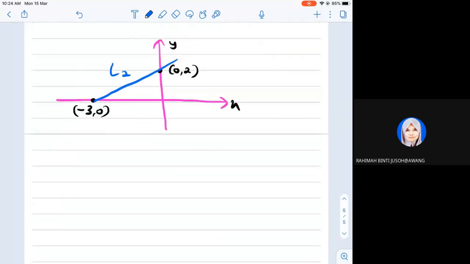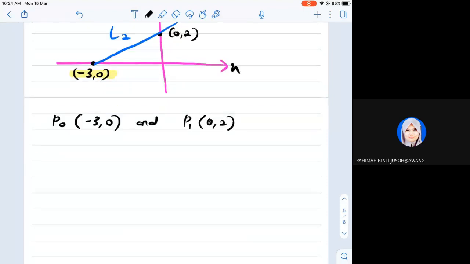What is the equation of this line? First of all, we need to identify P naught. Starting with P naught, let's declare negative 3, 0 as our P naught. And another point, let us declare this as P1. So P naught is (-3, 0) and the other point is (0, 2).